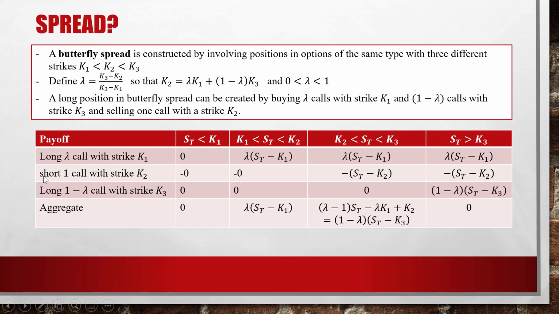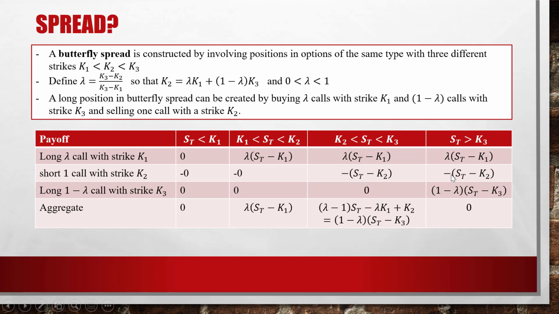Now, when we consider the second one, short a call with strike K2. So K2 is the number we are considering. When the stock price is less than K2, we got a payoff of 0 with the negative sign. When the stock price is greater than K2, we got St minus K2 with the negative sign. So the first 2 places are 2 zeros, and the last 2 places are minus (St minus K2).